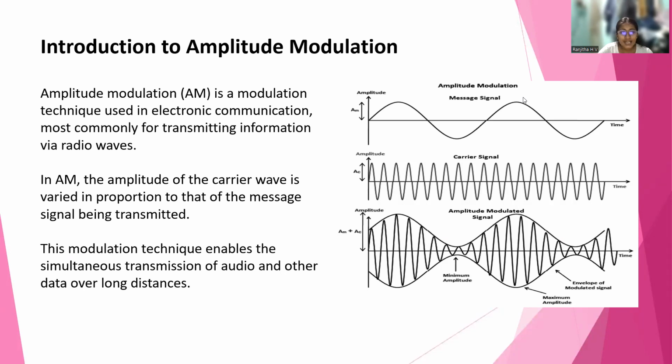Amplitude modulation is a modulation technique used in electronic communication, most commonly for transmitting information via radio waves. In amplitude modulation, the amplitude of the carrier wave is varied in proportion to that of the message signal being transmitted. This modulation technique enables the simultaneous transmission of audio and other data over long distances.